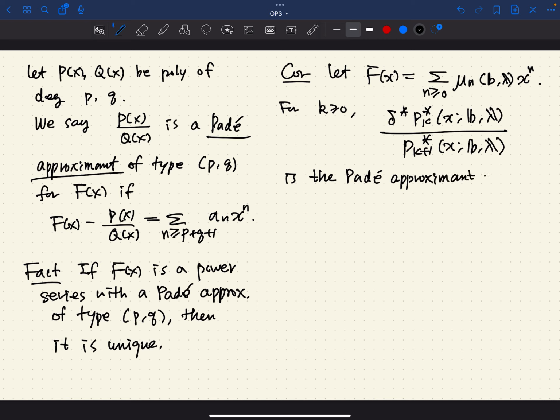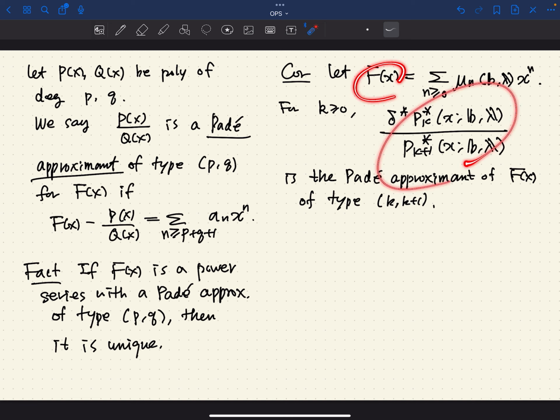of f(x) of type (k, k+1). That means this is the best way you can approximate this using a rational function with numerator degree k and denominator degree k+1, and this is the best you can do. Okay, so the proof is actually not that difficult because we already know quite well about all of this.